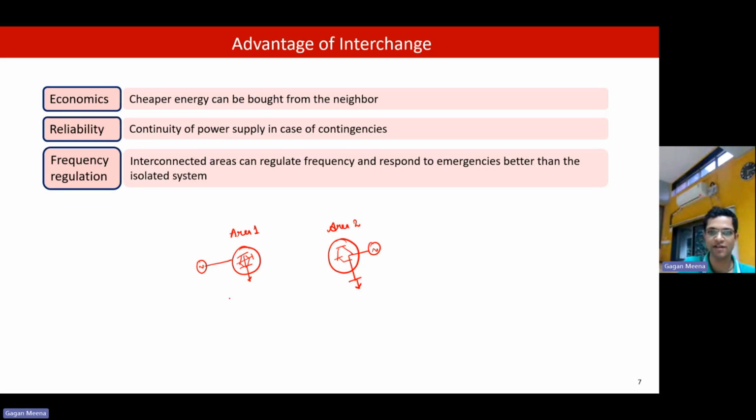In that case, suppose the load in area 1 was 700 megawatts and the maximum generation capacity was, let's say, 1000 megawatt. It was currently generating 700 megawatt to satisfy the load. But what happens? Let's say a 400 megawatt generator goes out of service. It is out of operation due to some forced outage.